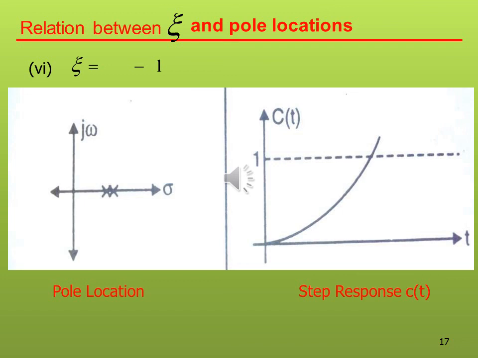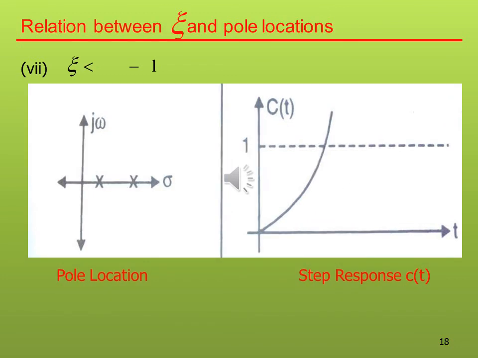Now for zeta equal to minus 1, the poles will be on the real axis. They will be having positive values. Okay, and the step response is as shown in the diagram. Finally, when zeta is less than minus 1, then the poles are on the real axis. Okay, they are having only real values, they are having different values, means they are not the same, and the step response is as given here.